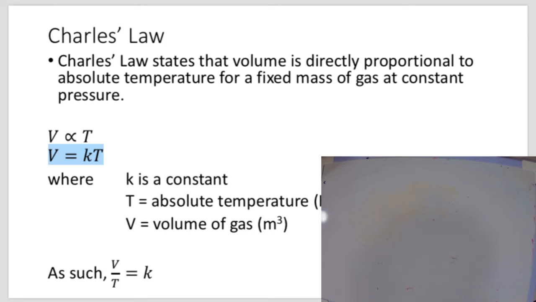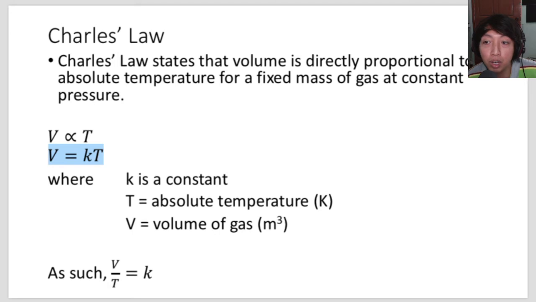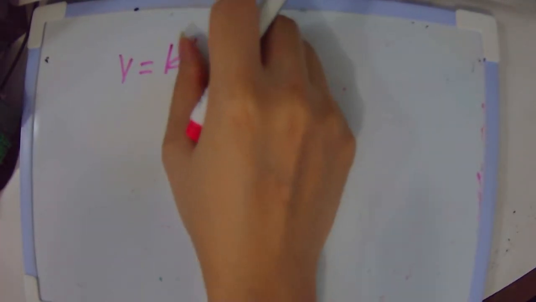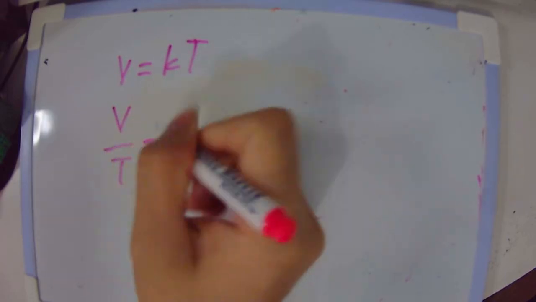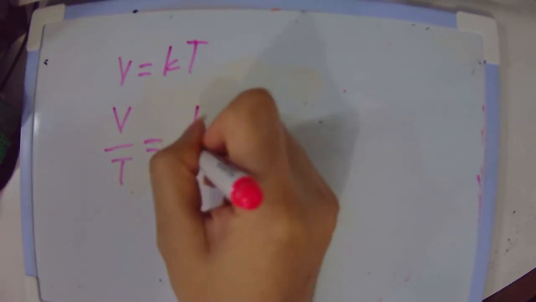K is a constant. T is absolute temperature, so we are usually going to use absolute temperature, or Kelvin, for our calculations. V is volume of gas in cubic meters. Since V equals KT, and sorry, it should be capital letter T, we can easily rearrange the formula to mean that V over T equals K.